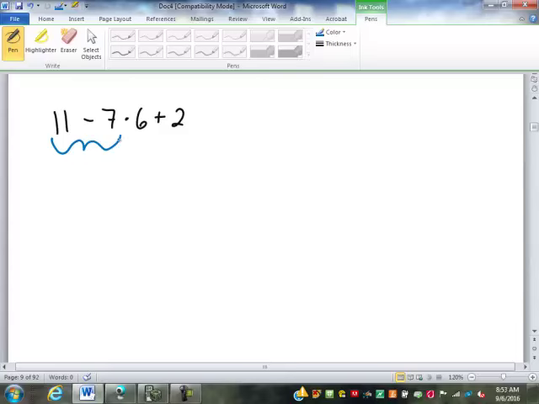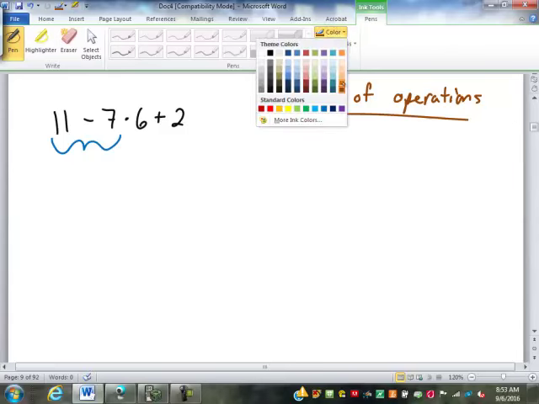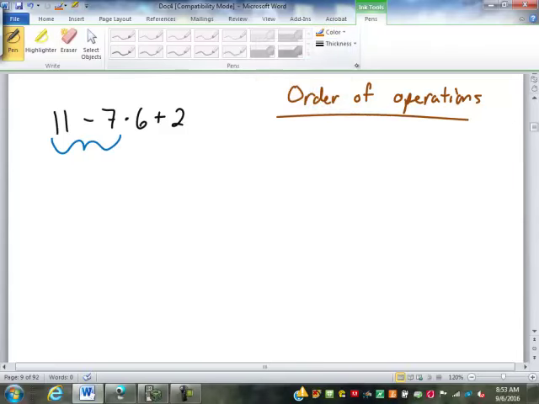So to make sure that we limit ourselves to methods that are going to give us a correct answer, we use a set of rules called the order of operations. Now, the order of operations is often misrepresented as being a set of steps. It's not really a set of steps. What it is is levels of priority. Certain things have a higher priority than others, therefore they have to happen first.